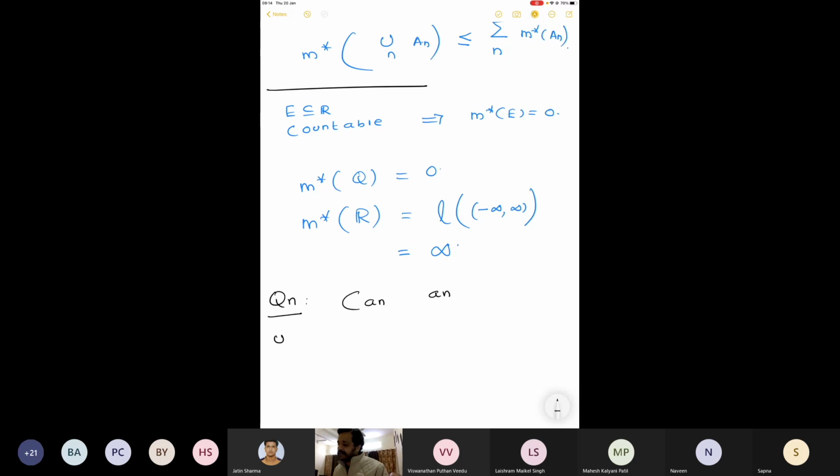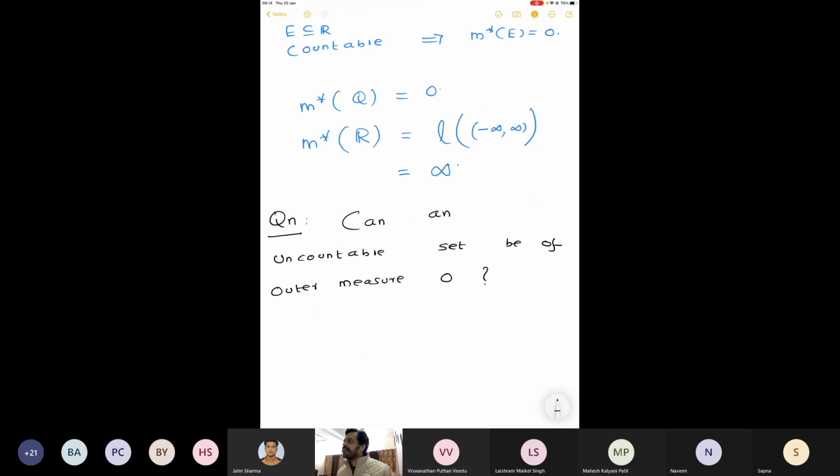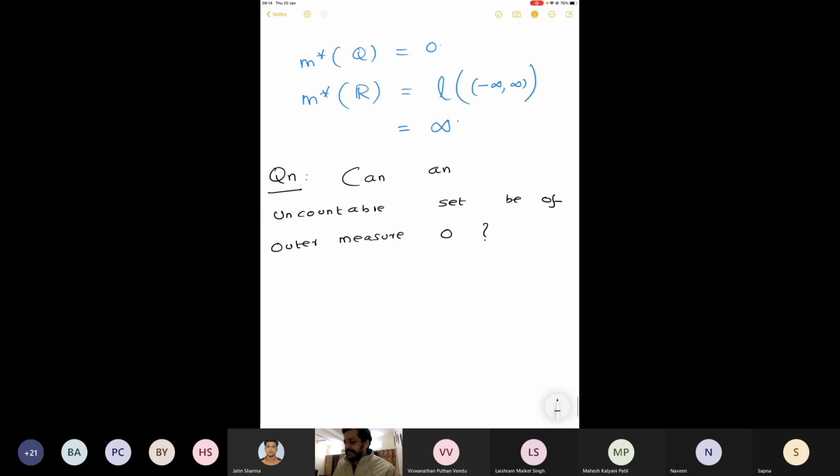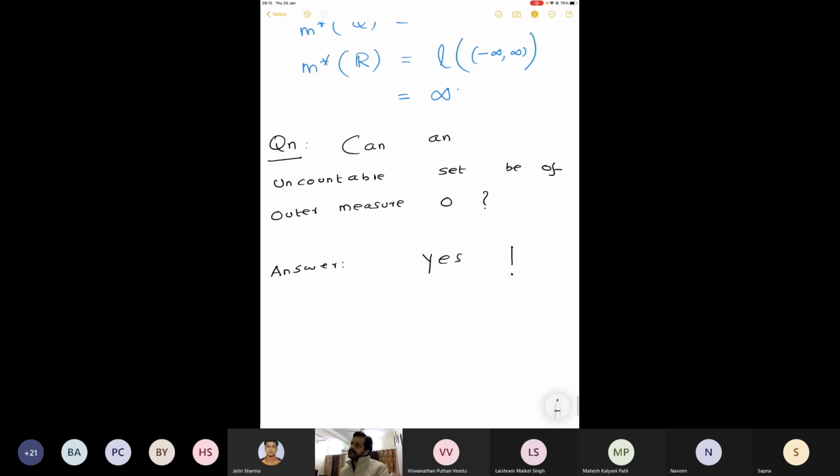So let me ask the question. Can an uncountable set be of outer measure 0? If yes, it is an unpleasant situation. For countable also, measure is 0. For some uncountable also, measure can be 0. If that is the case, then it is an unpleasant situation. And the answer to this question is yes, unfortunately. You can have uncountable sets whose outer measure is 0.